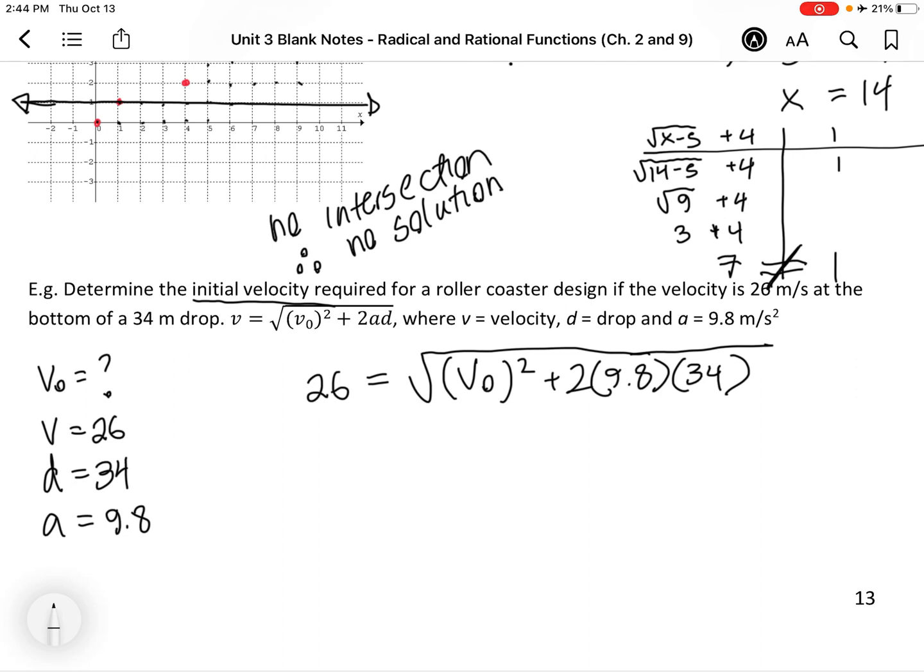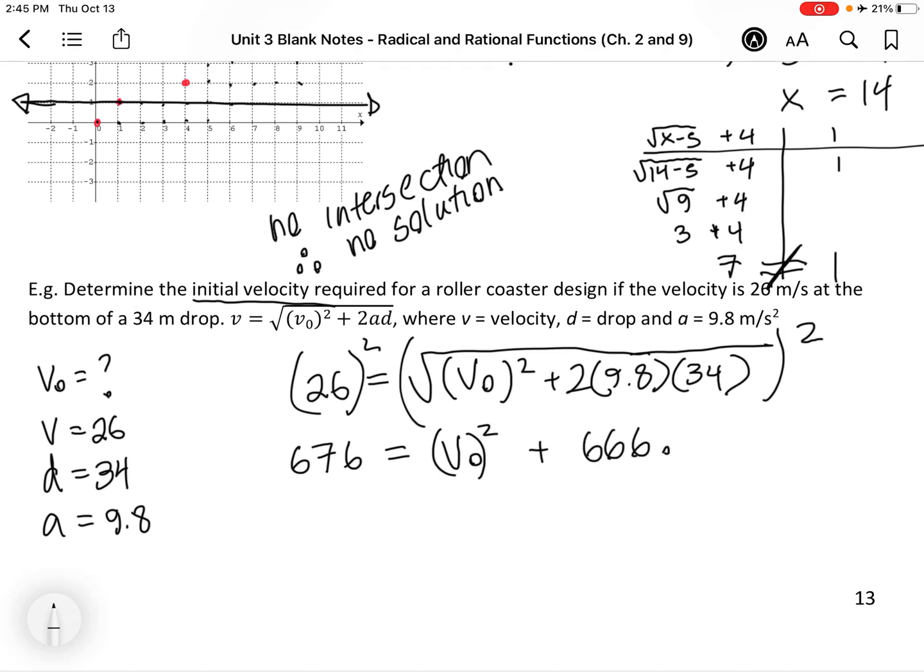Now when you go to solve this, the radical has already been isolated, so I'm just going to square both sides. 26 squared, I don't know this off the top of my head, but I've already done this. That happens to be 676. And we're going to end up with V naught squared plus, so 2 times 9.8 times 34 is 666.4. So if we subtract 666.4 from both sides, this works out to be 9.6 equals V naught squared.